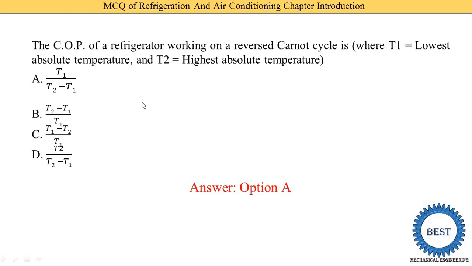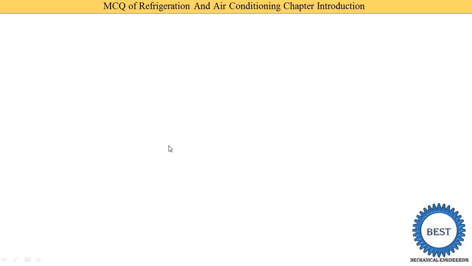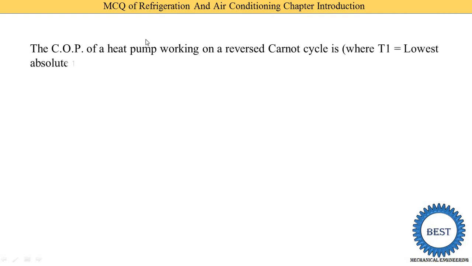Now the same question is asked for a heat pump. In a refrigerator our function is to cool, that's why the lowest temperature is in the upper part, but in a heat pump we require heating. So in the upper part of this equation T2 is coming. So we check this MCQ: the COP of a heat pump. You need to understand the question properly, whether the COP is asked for a refrigerator or a heat pump.